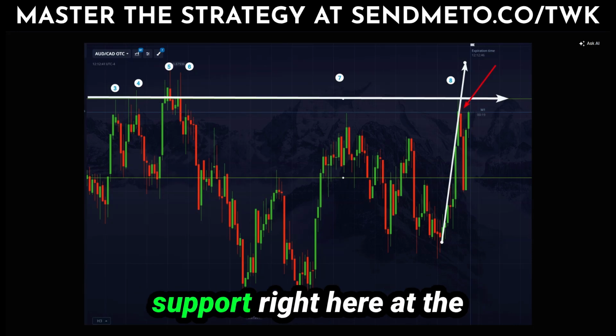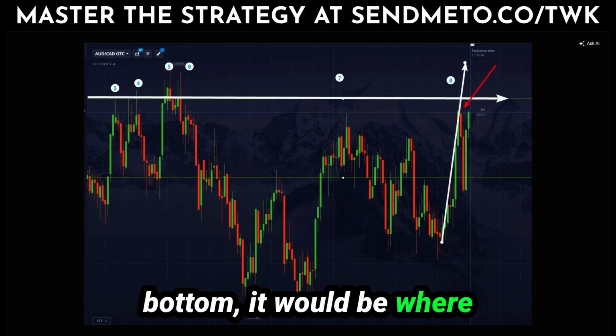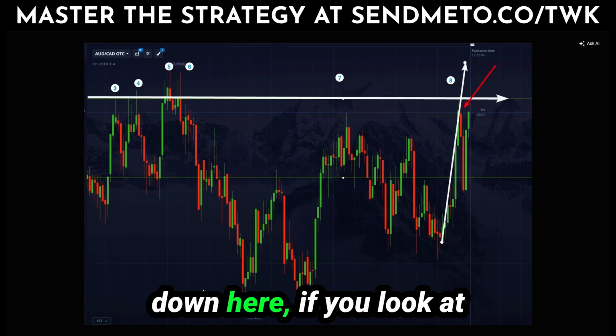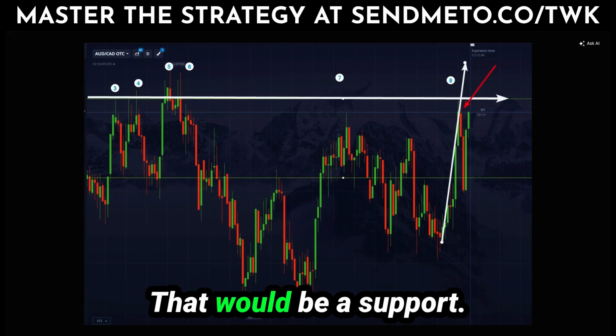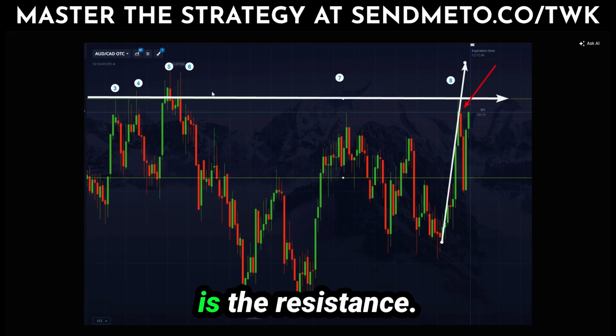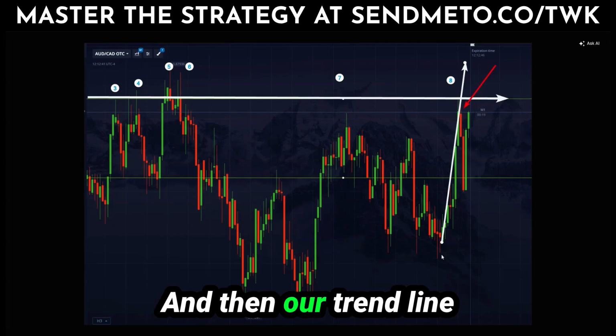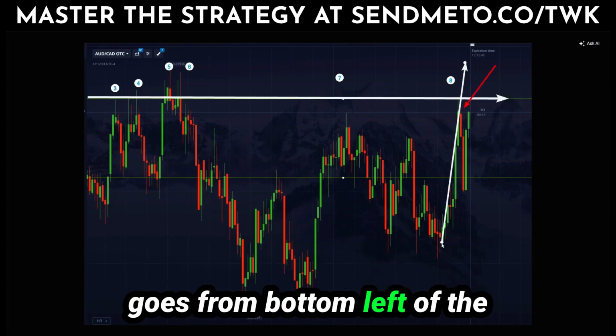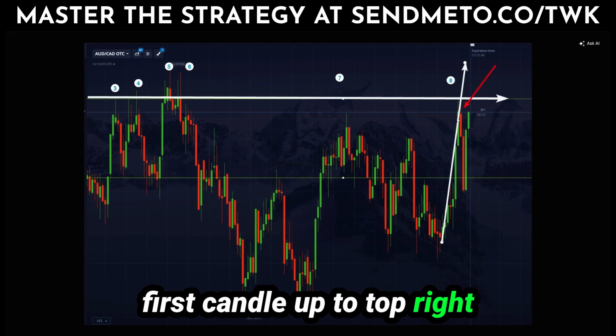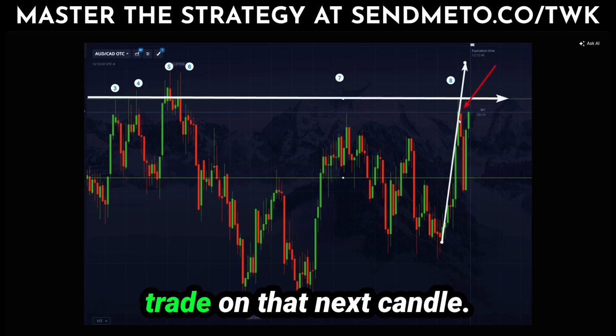If we were going to draw a support right here at the bottom, it would be where we have these 3 touches down here. If you look at the bottom of the screen, that would be a support, and this top one is the resistance. We had to draw our resistance, so I drew it all the way across, and then our trend line goes from the bottom left of the first candle up to the top right of the last candle, and we trade on that next candle.